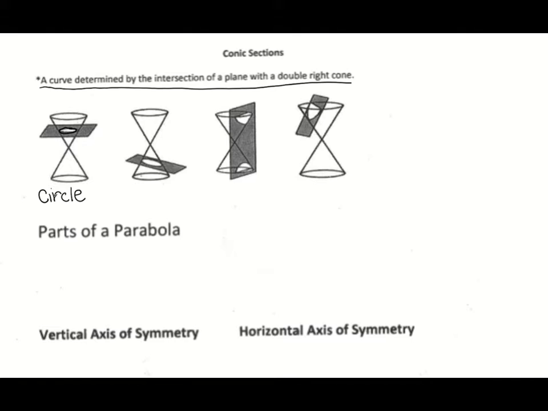Our second type of conic section is called an ellipse. And our ellipse is very similar to the circle, but instead of being cut parallel to the base up here, this is our base of our cone. That plane is cutting it parallel. Now that plane is tilted a little bit. And that creates an oval-like shape or an ellipse that looks like this. Let's try that again. Make a better ellipse.